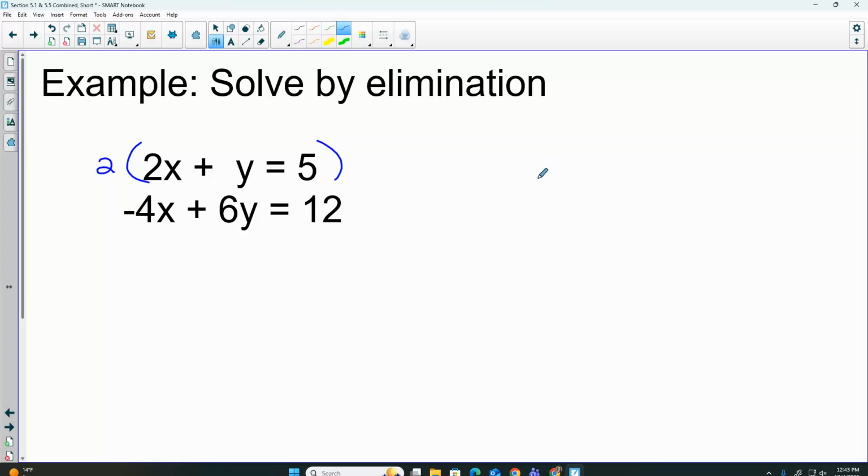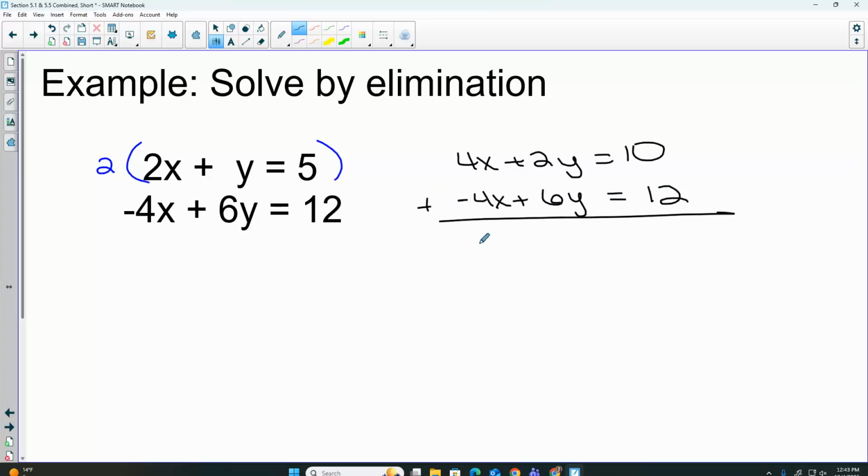1x, I could take the first one times 2. If I were trying to cancel y, what would I multiply by? Negative 6, so our signs would be opposite. All right. So I have 4x plus 2y equals 10. I didn't change the second equation, although sometimes you might have to multiply both of them by something, and that's fine. Now we add them together. So 4x plus negative 4x cancels. 2y plus 6y is 8y. 10 plus 12 is 22.